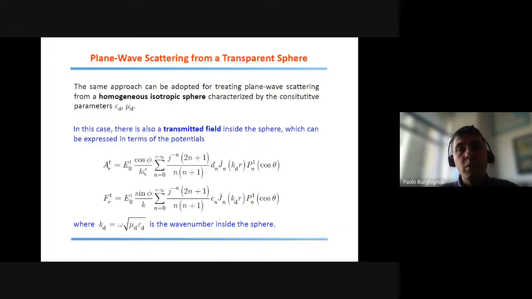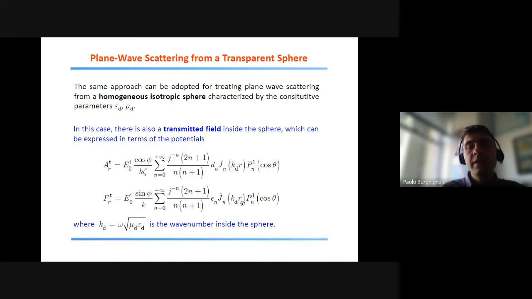For example, a penetrable one, a transparent sphere. For instance, if you have a homogeneous isotropic sphere with constitutive parameters epsilon d and mu d, you will follow exactly the same pattern. In addition to the scattered field outside the sphere, however, there will also be a transmitted field that exists inside the sphere, which is now penetrable. And this can be expressed again in terms of electric or magnetic potentials, in which the expression is exactly the same as that of the incident field, but now with different coefficients, D sub n and E sub n.